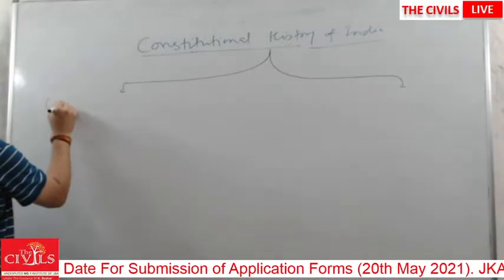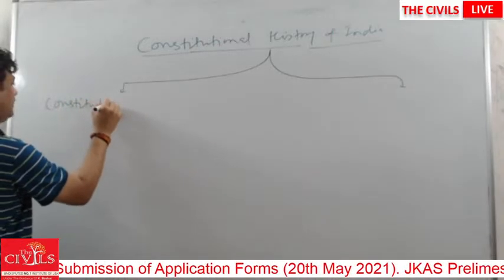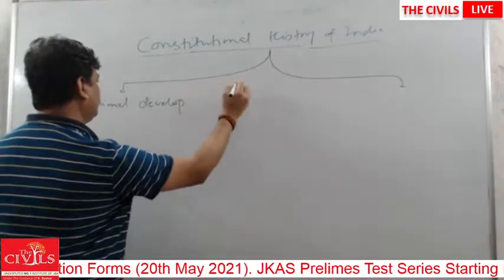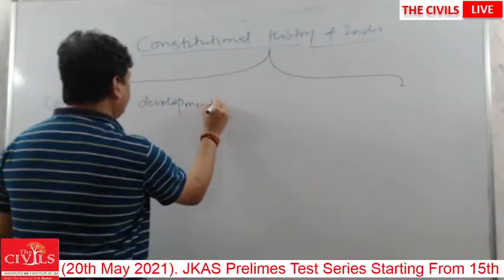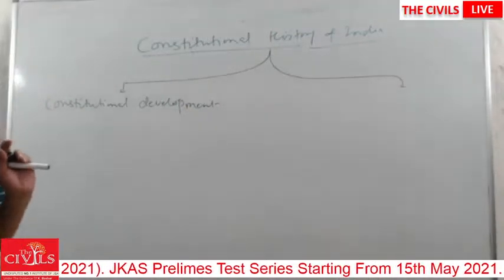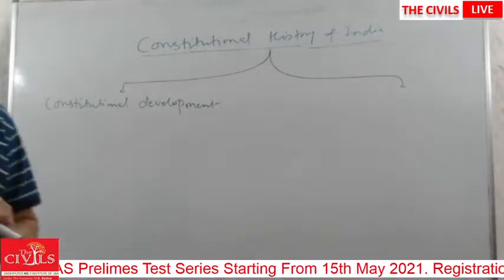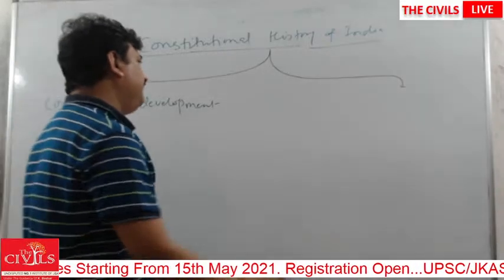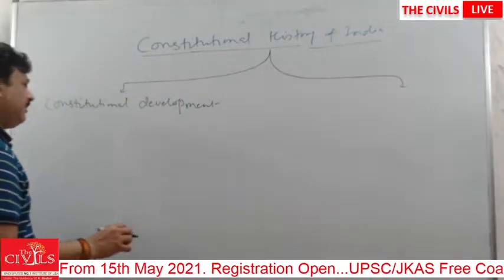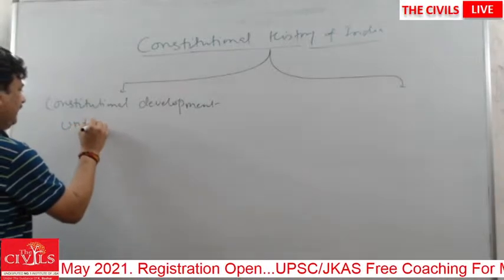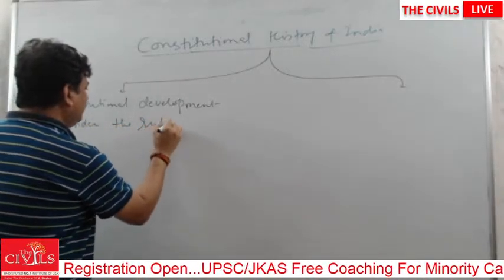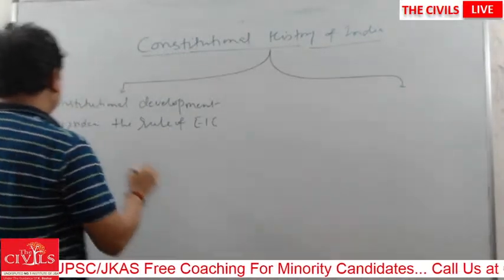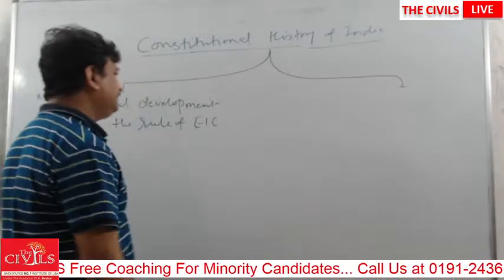Constitutional development under the rule of East India Company, because we all know till 1857, 58 there was the rule of East India Company over India. This is the first heading.